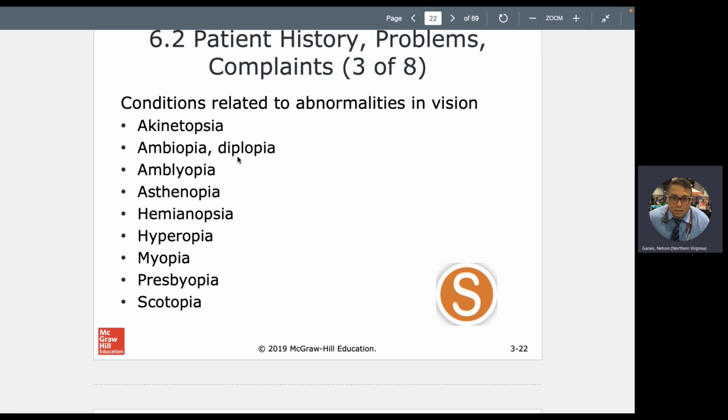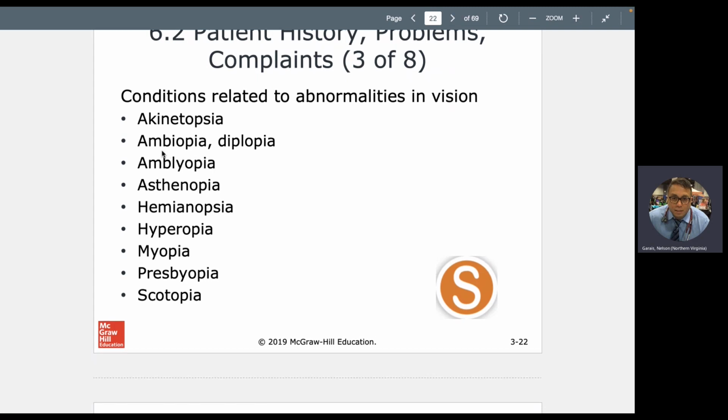Diplopia, di means two. That means my patient's seeing double. Amblyopia means the left eye and the right eye don't have the same vision. Ambi means both, so we're talking about both eyes. Amblyopia, opia, vision. Ambly means the two eyes aren't matching or aren't equal.